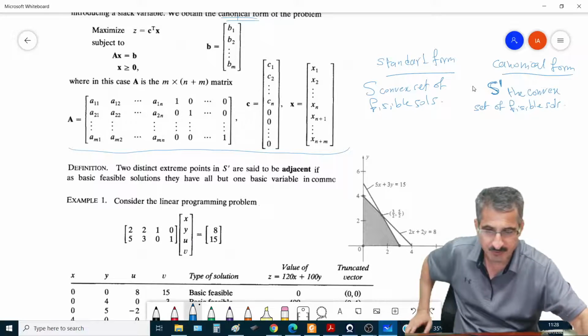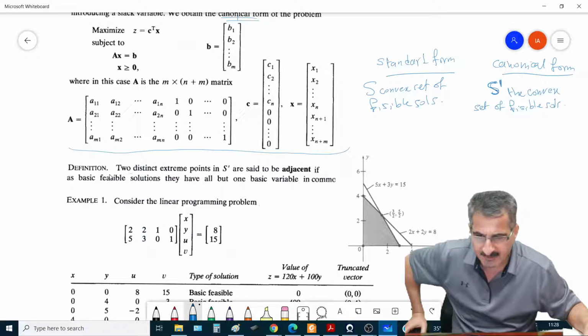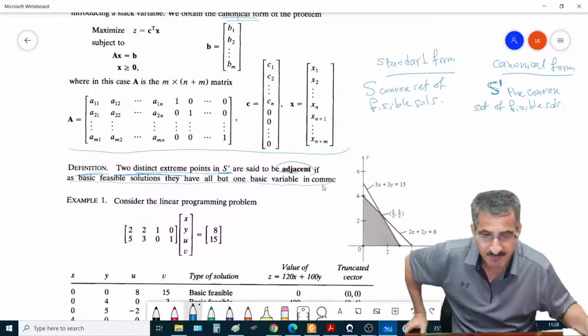Okay, now what do we want here? A definition. Two distinct extreme points in S prime are called adjacent if, as basic feasible solutions, they have all but one basic variable in common.